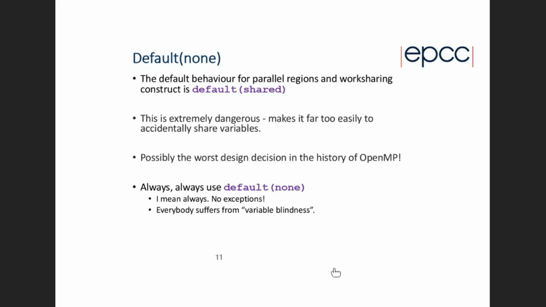Okay, so I'm just going to have another rant about default none. The default behavior for parallel regions and work sharing constructs is default shared. You can't do anything about the work sharing constructs, but for parallel regions, you can say default none. It is probably the worst design decision ever. And really, trust me, just use it out of habit automatically, and try to forget that the default behavior without a default clause actually exists at all.